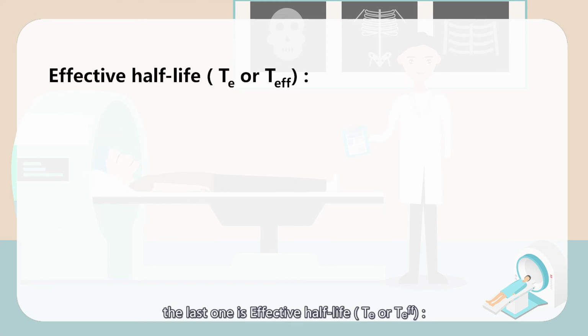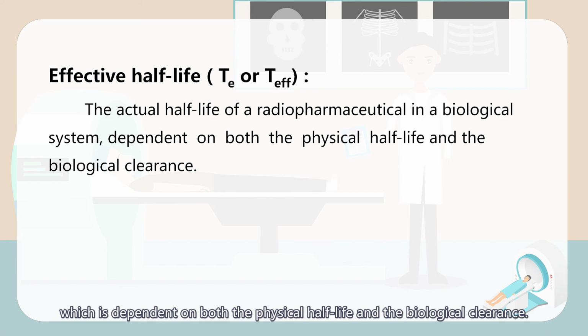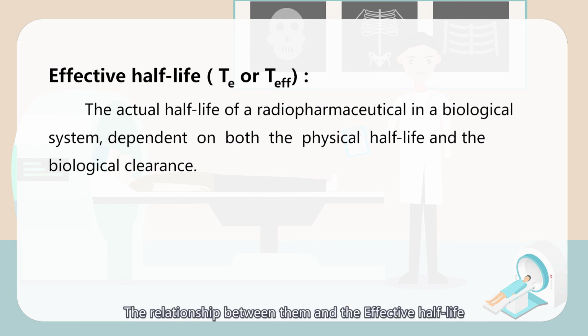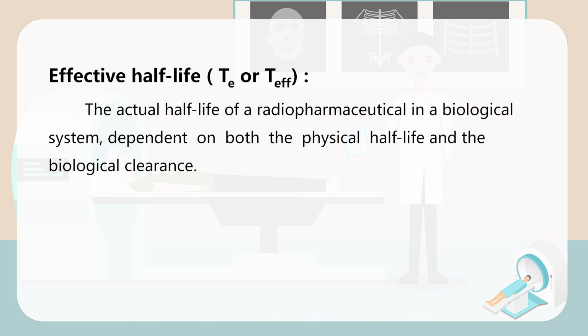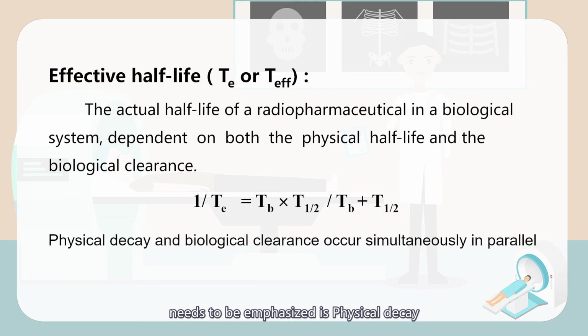The last one, effective half-life. It is the half-life of the radiopharmaceutical in a biological system, which depends on both the physical half-life and the biological clearance. The relationship between them and the effective half-life is given by the following formula. One point in particular needs to be emphasized: physical decay and biological clearance occur simultaneously, in parallel.